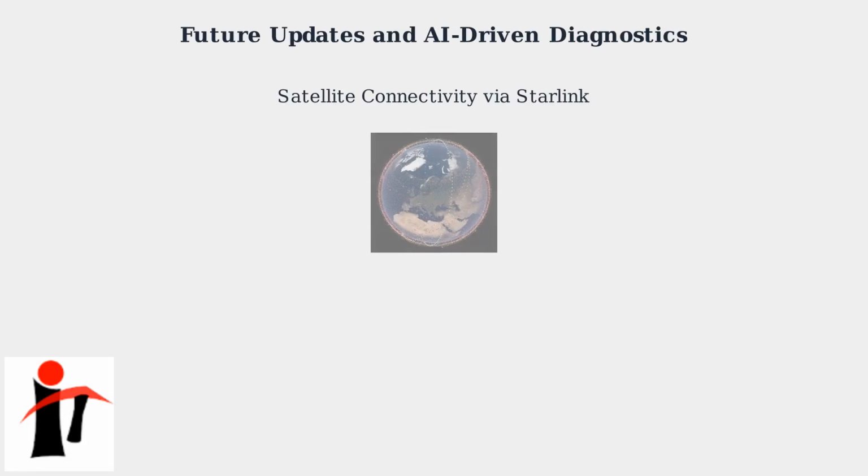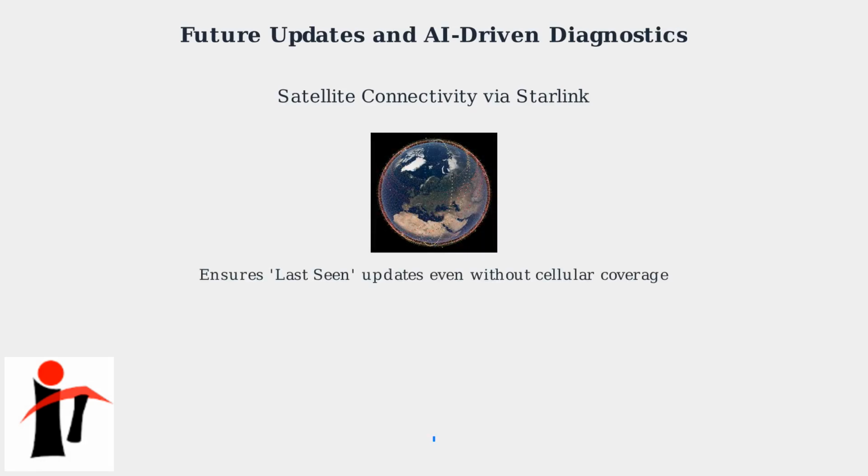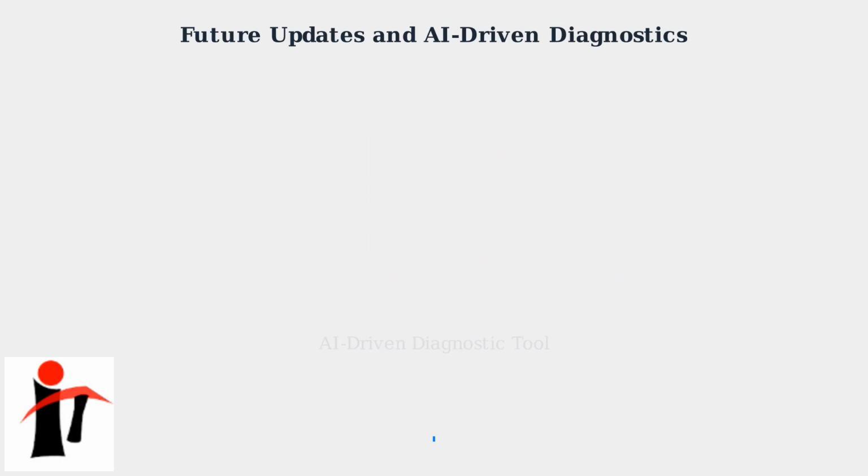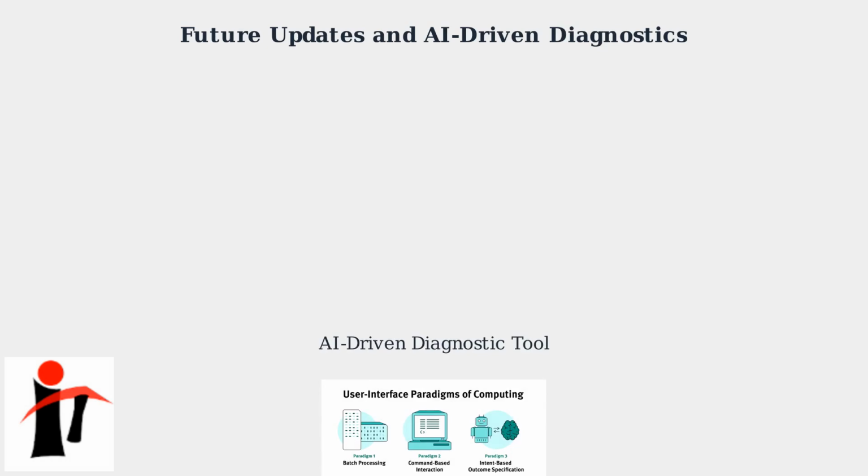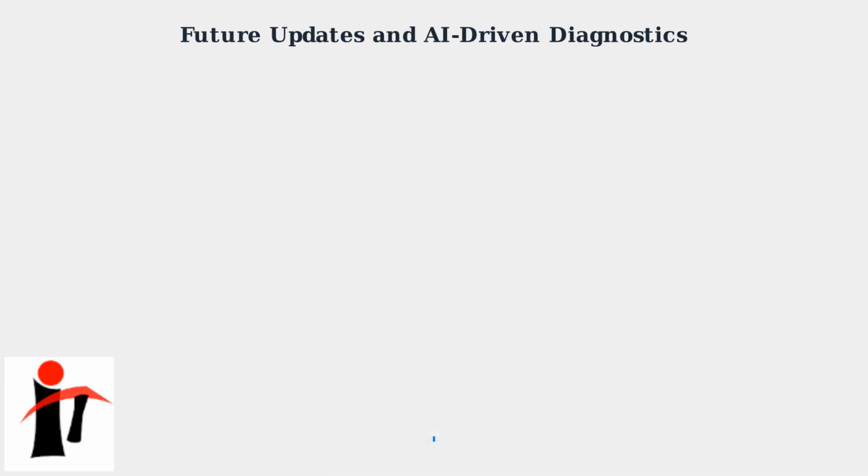Tesla plans to integrate satellite connectivity through its Starlink partnership into the app by 2027. This advancement will ensure that the last seen feature updates reliably, even in remote areas without traditional cellular coverage. Future app versions will include an AI-driven diagnostic tool that proactively identifies and alerts users to potential connectivity problems before they become issues. As announced in November 2025, these upcoming features are expected to reduce customer support tickets by 30% through smarter, more intuitive app behavior.